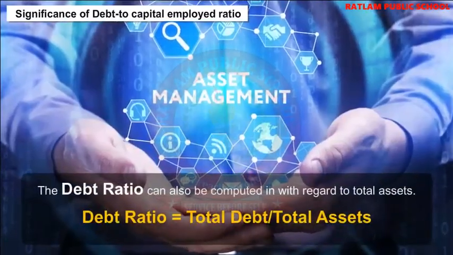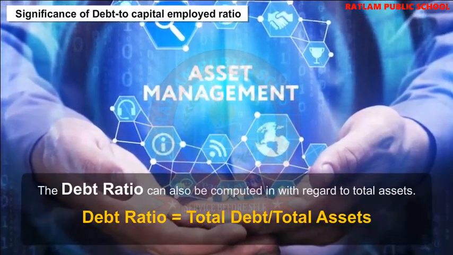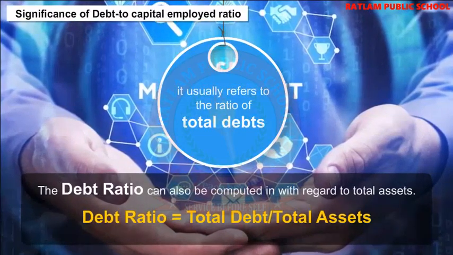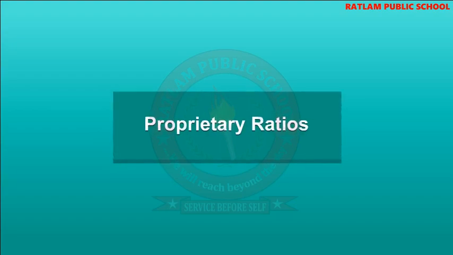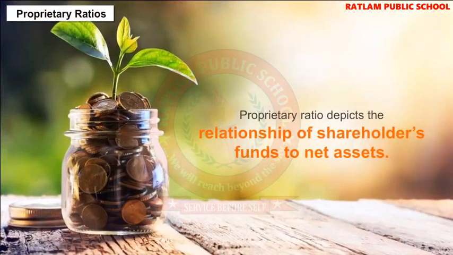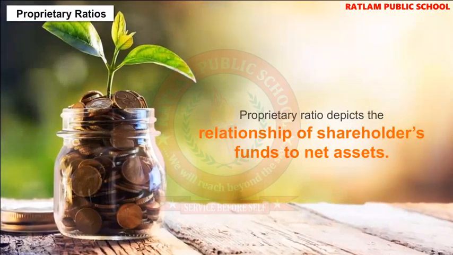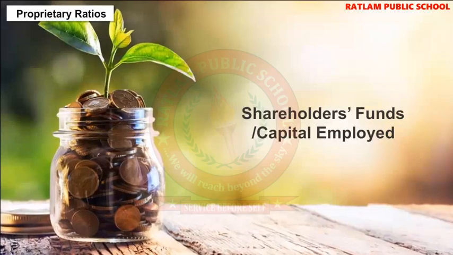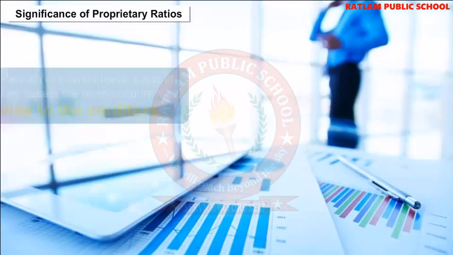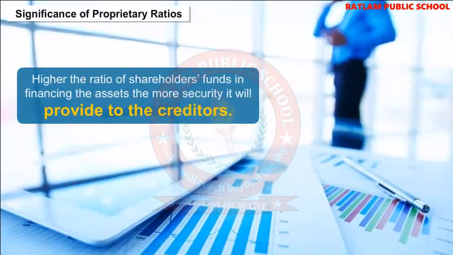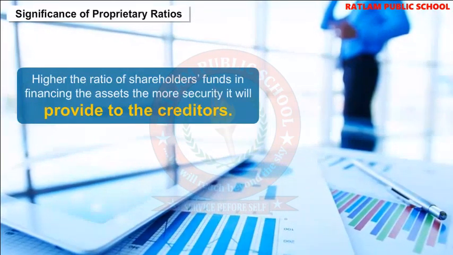The debt ratio can also be computed with regard to total assets. In that case, it usually refers to the ratio of total debts. Proprietary ratio. The proprietary ratio depicts the relationship of shareholders' funds to net assets. The formula to calculate the proprietary ratio is given. Significance of proprietary ratio: the higher the ratio of shareholders' funds in financing the assets, the more security it provides to the creditors.